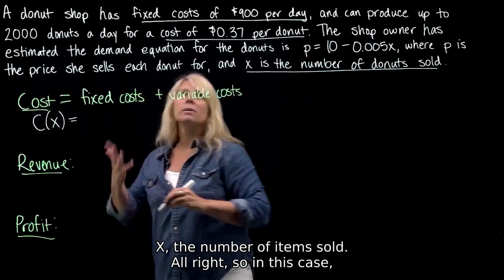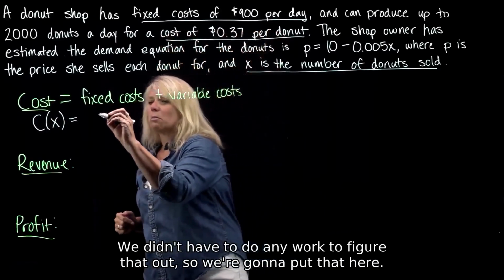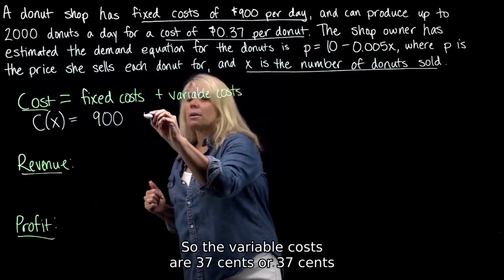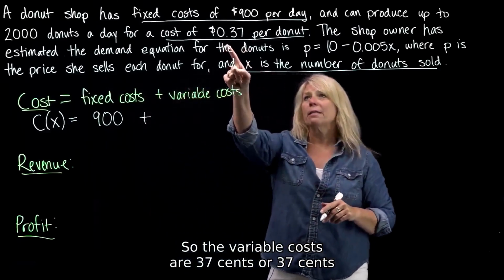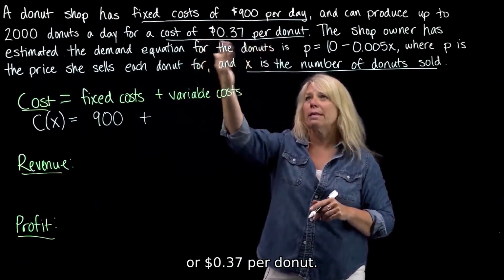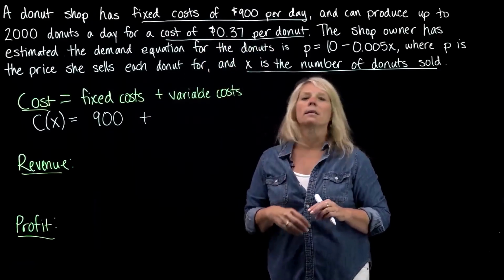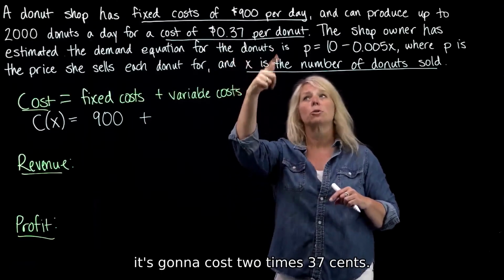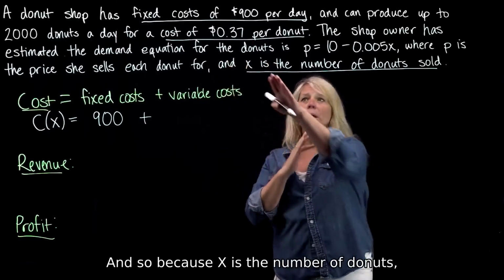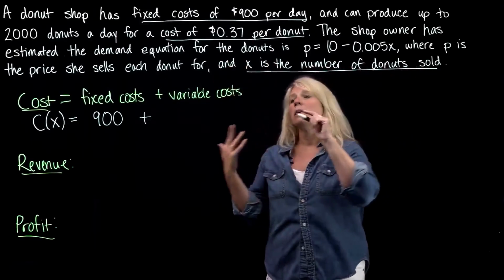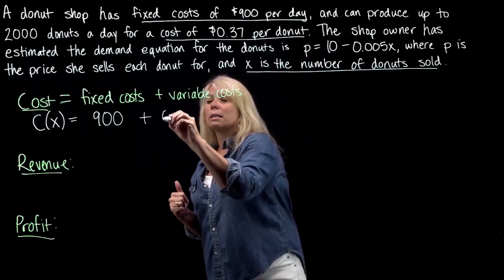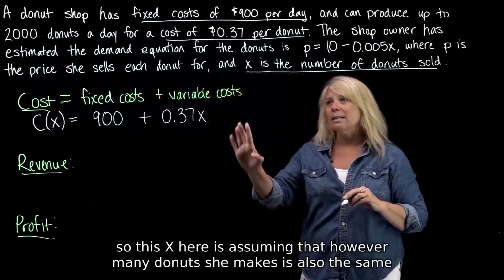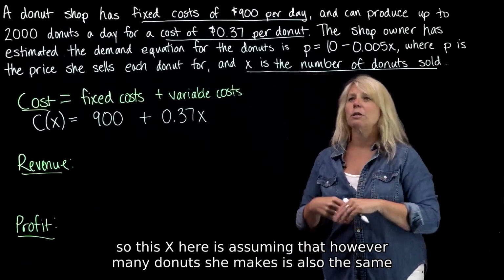All right, so in this case, we're just told what the fixed costs are. We didn't have to do any work to figure that out, so we're going to put that here. And then variable costs. So the variable costs are 37 cents or $0.37 per donut. So if she makes one donut, it's going to cost 37 cents. If she makes two donuts, it's going to cost 2 times 37 cents. And so because X is the number of donuts, we're going to say that our variable costs are 0.37x.